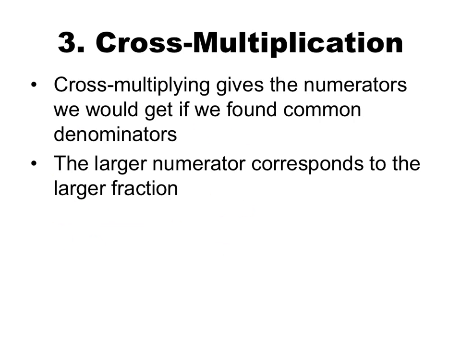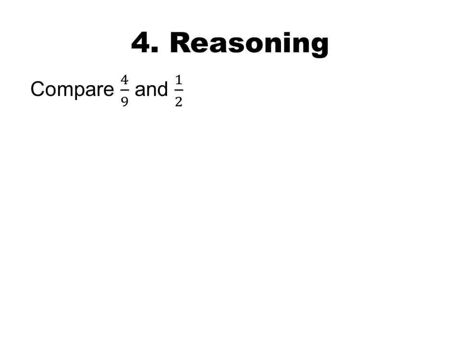So here, just to summarize the point, when we cross multiply, we get the numerators that we would get if we found a common denominator. And then the larger numerator corresponds to the larger fraction. So again, cross multiplication is really just a condensed version of finding common denominators and then comparing the numerators.